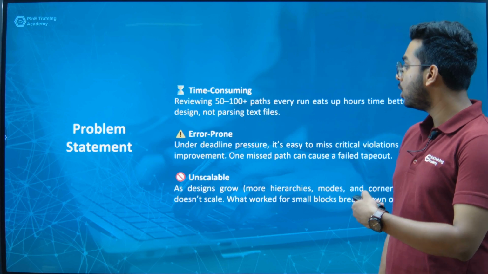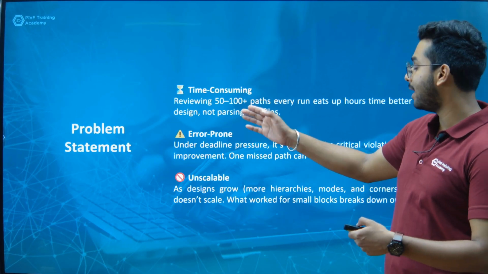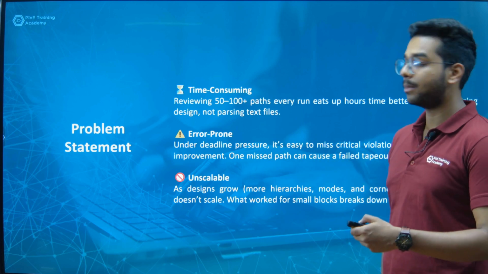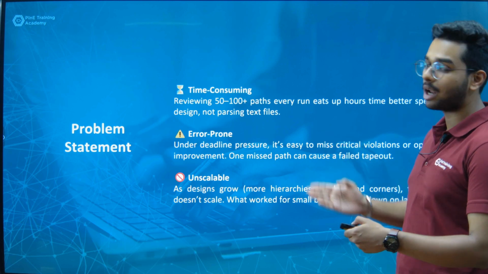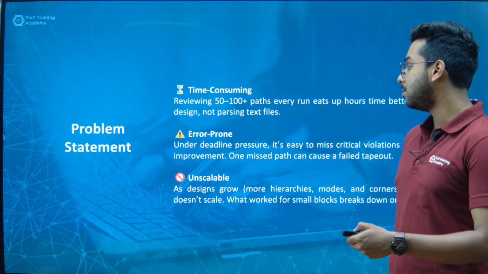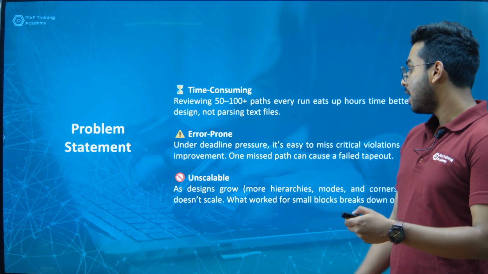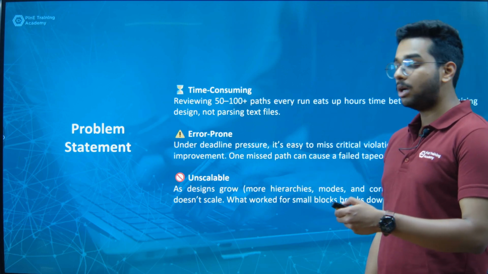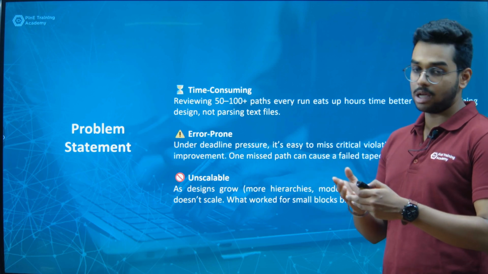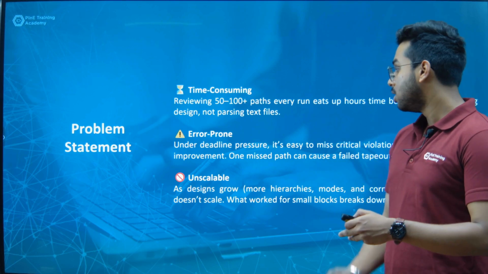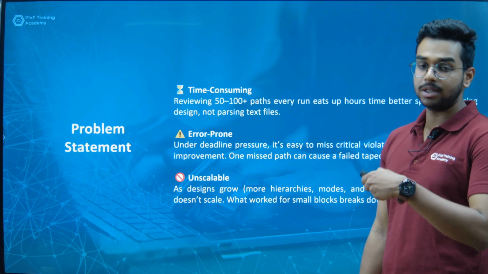So moving on to the problem statement that we are having: timing reports are very time consuming. Reviewing 50 to 100 plus paths every run eats up very much of our time, and there are many errors in the timing reports we have to work upon. It is also unscalable to study thousands and 2000 paths in a very short time. So we are working upon that problem in this project.